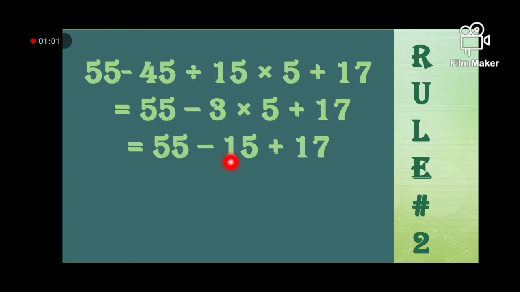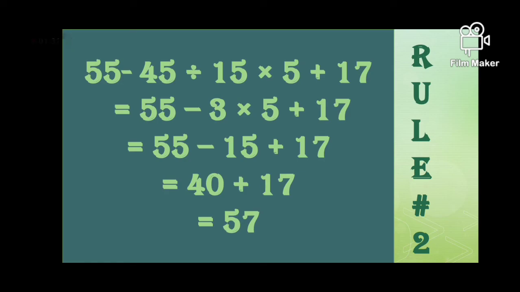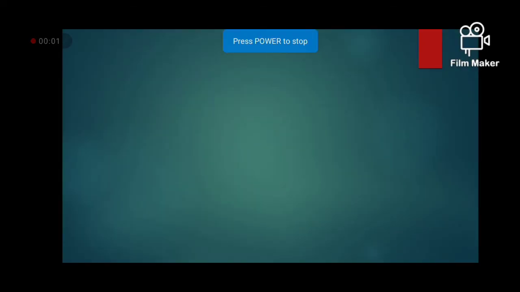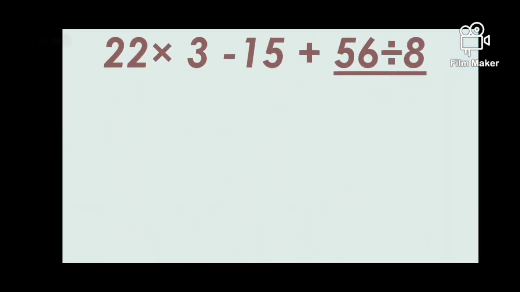Now we have two signs, minus and plus only. And in this sum, we will follow rule number 1 also. So first we will subtract, then we will add. When we subtract 55 minus 15, we will get 40. 40 plus 17 is equal to 57. To explain it further, let's take another example.